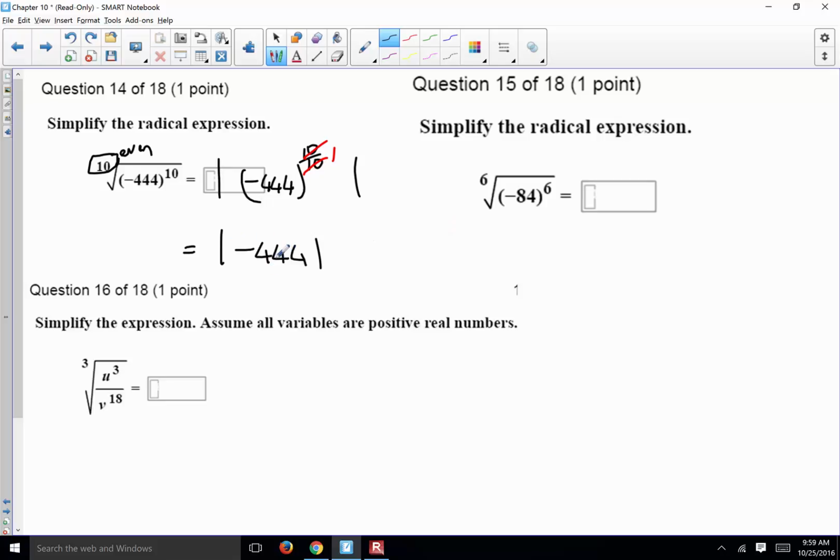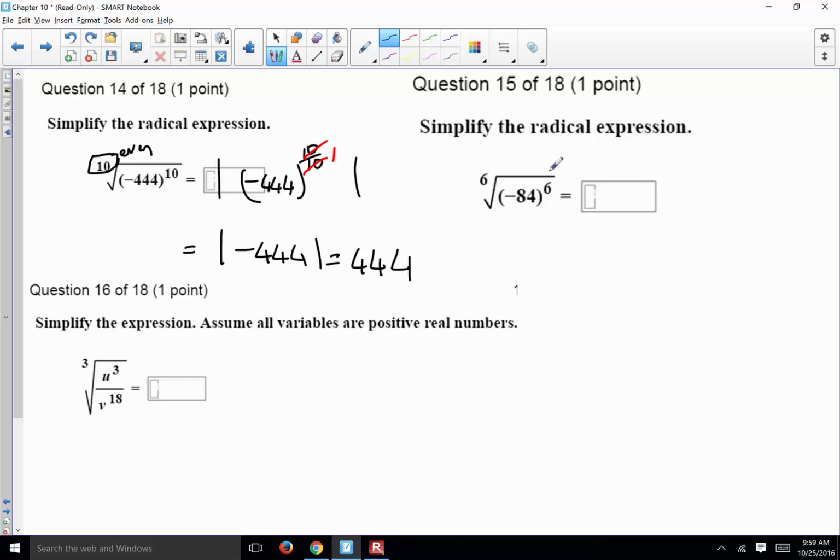If inside is a variable, you can't take care of this. This is your answer. If it's a variable answer, you leave it alone. But this is a number. You can perfectly compute absolute value of numbers. What is absolute value of a negative number? Positive. So the result is positive 444. Make sense?